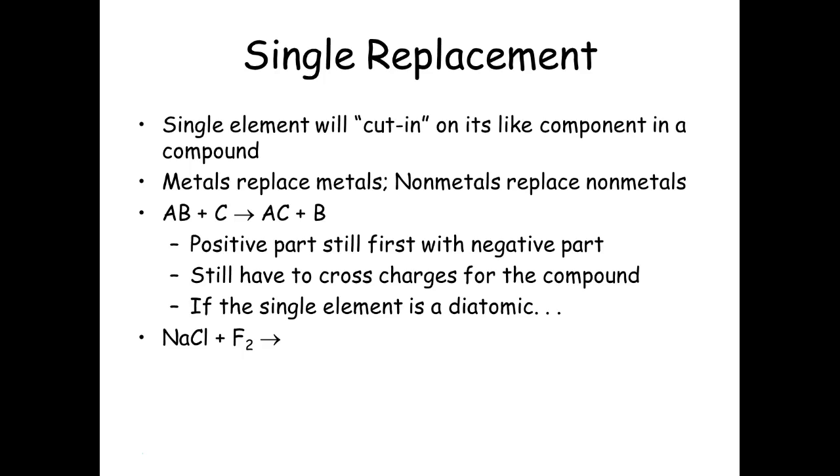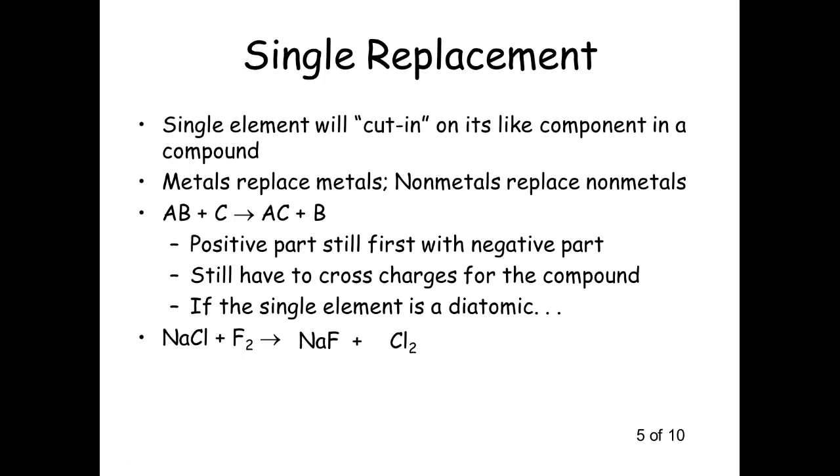So let's look at this example. We have NaCl plus F2. So the F is a nonmetal, so it's going to replace the nonmetal part of NaCl, which is Cl. So we will make a compound of NaF, and we have crisscrossed the charges because Na is +1 and F is -1. So no charges are written. And then we have Cl by itself, but Cl is one of the diatomic molecules, so it would be Cl2.